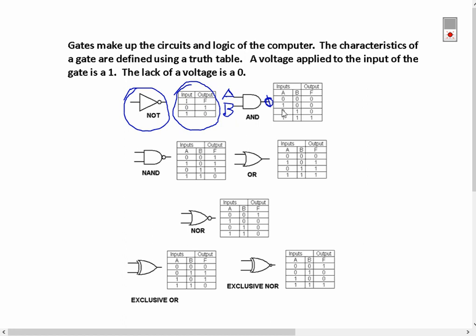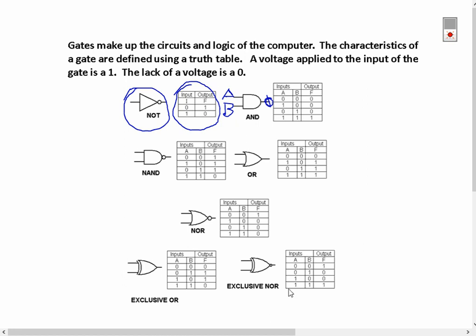If I have no voltage on A, but I do have a voltage on B, nothing comes out. And when I have no voltage on either A or B, nothing is coming out. Basically, this forms a truth table, an on-off or binary type of situation. And I have different gates that have different characteristics.